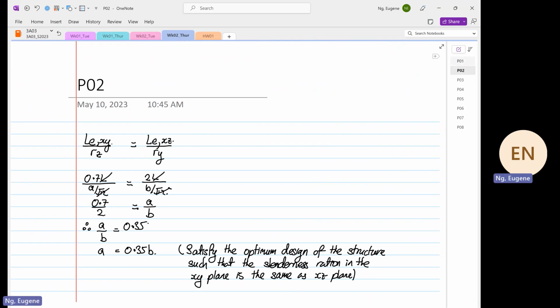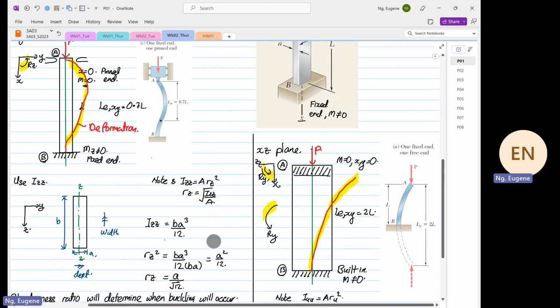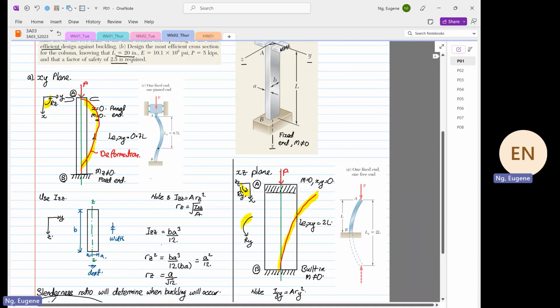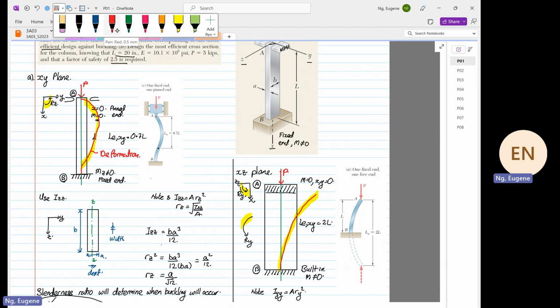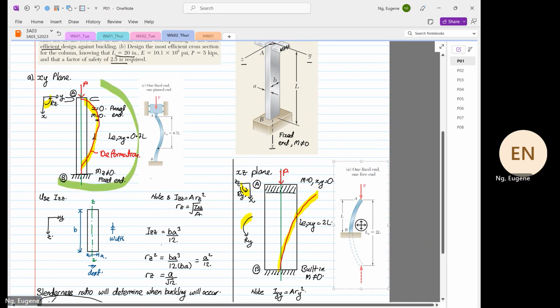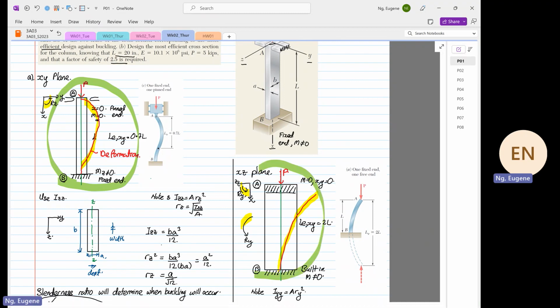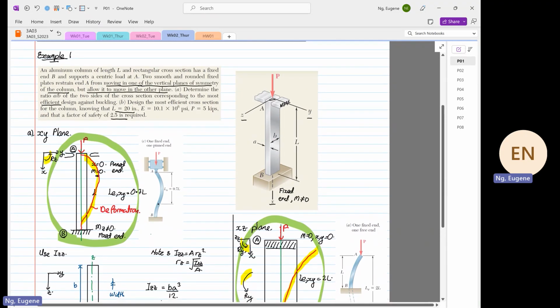So what this means is the sensitivity of buckling in the XY plane is as sensitive as in the XZ plane, or they are as strong. In other words, it can also be as weak. Either way it is fine. So now we have figured out the optimum ratio already. We have done the ratio A to B.